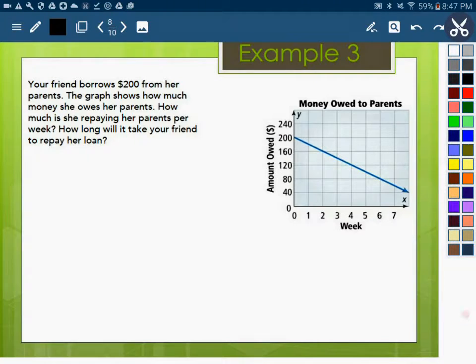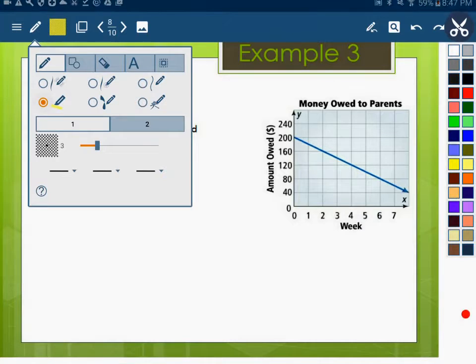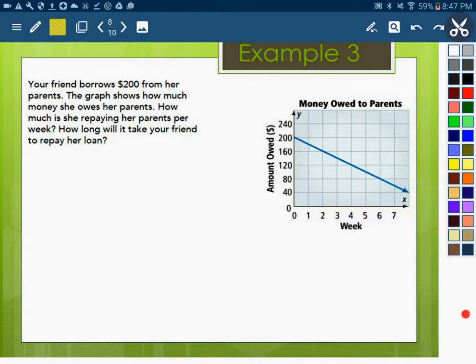All right, so this example says your friend borrows $200 from her parents. The graph shows how much money she owes her parents. How much is she repaying her parents per week? How long will it take your friend to repay the loan? So we got a couple of different questions in here. I'm going to highlight the two different questions so that I don't forget what I'm supposed to write down as the answer.